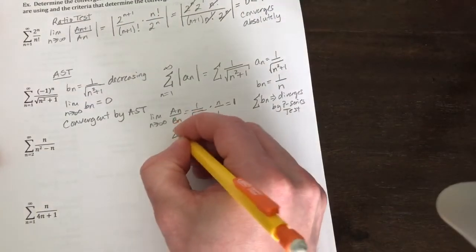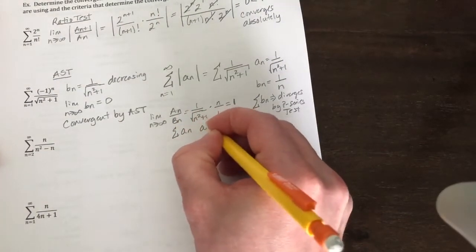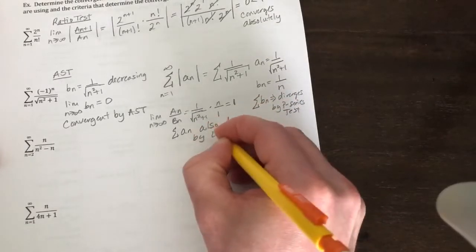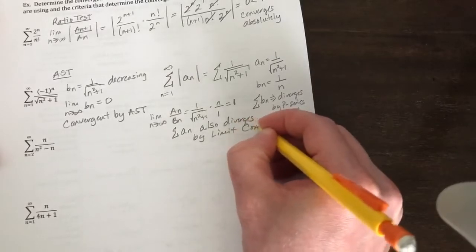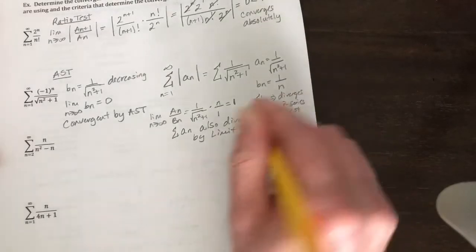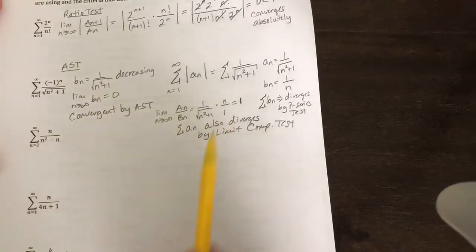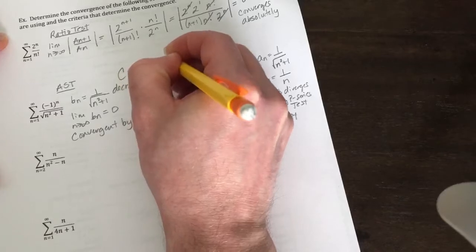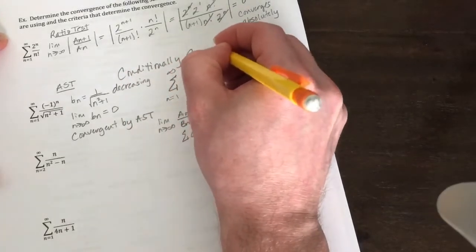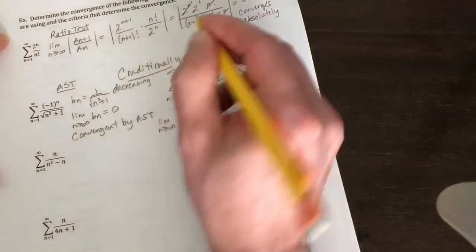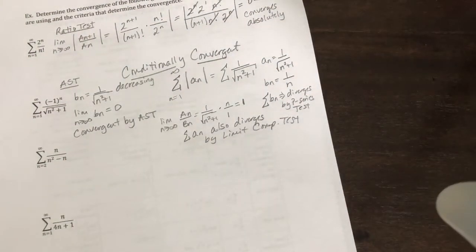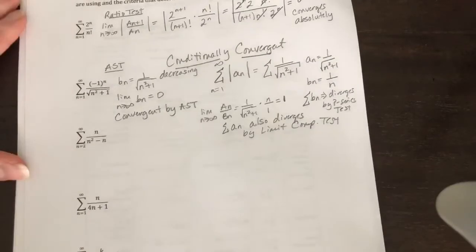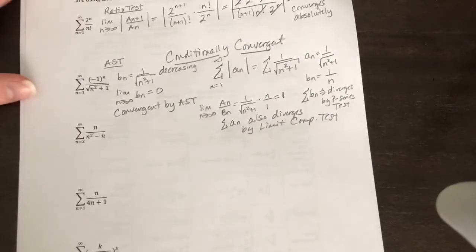So, therefore, series of a sub n also diverges by limit comparison test. Okay? So, since one of these converges and this one diverges, this is going to be conditionally convergent. Okay, and we're going to go over conditional and absolute convergence in just a second, probably in another video, but I'm just letting you know that's how we do it.